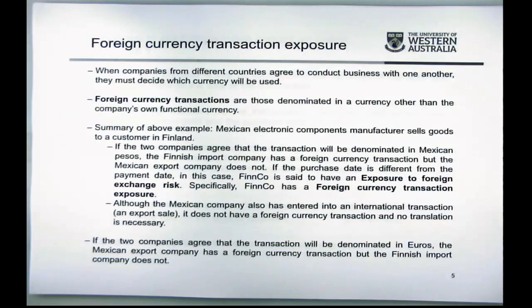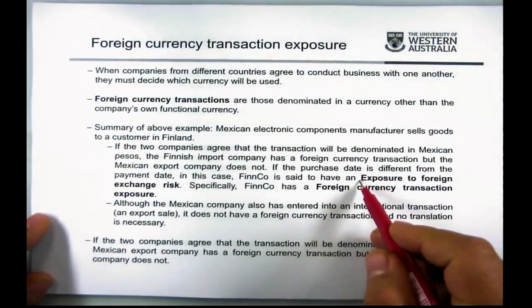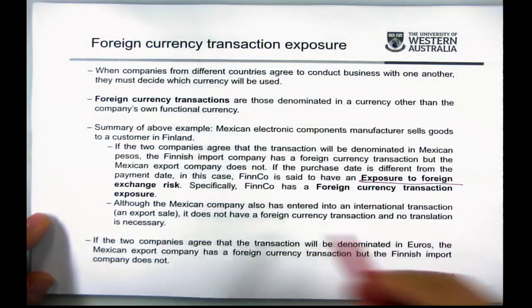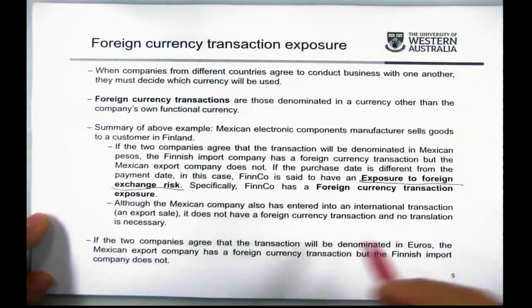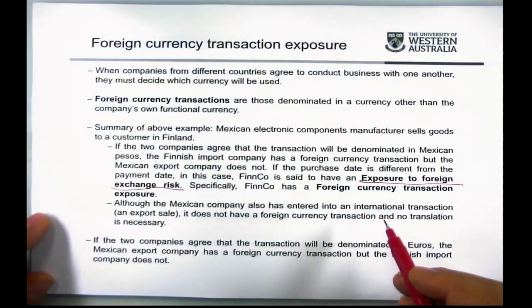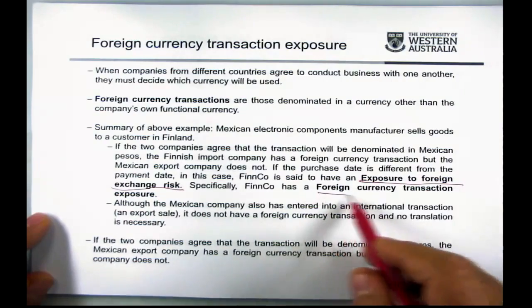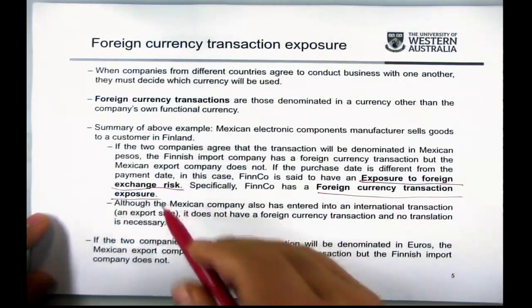Okay? So sometimes we say the firm is subject to exposure to foreign exchange risk, or foreign currency transaction exposure. Okay?